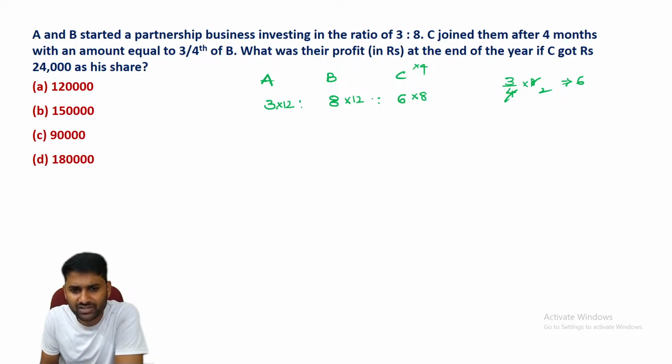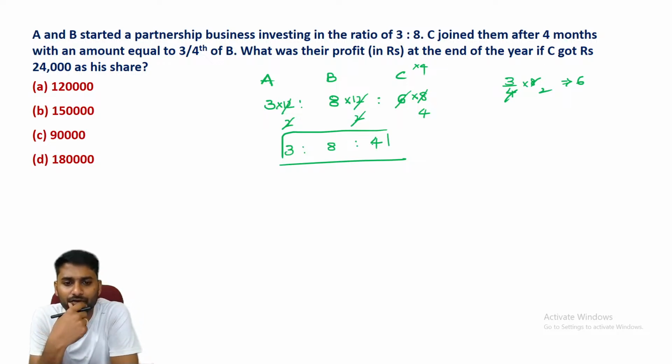Just go through the cancellation here. 6 cancels exactly 2 times, and 12 exactly 2 times, to cancel with 4 times. Finally, the respective ratio of profits is 3 is to 8 is to 4. Now see the question.